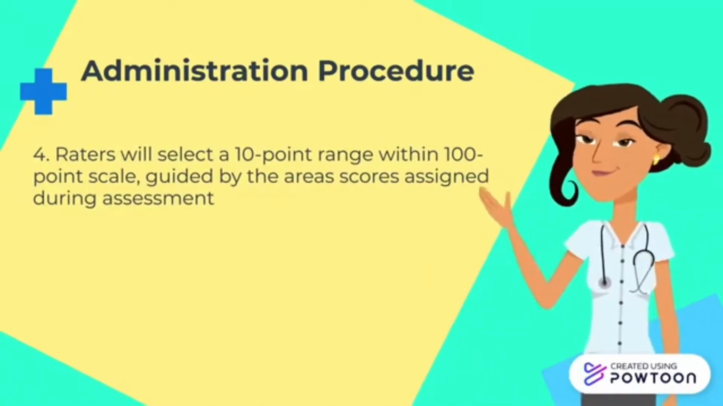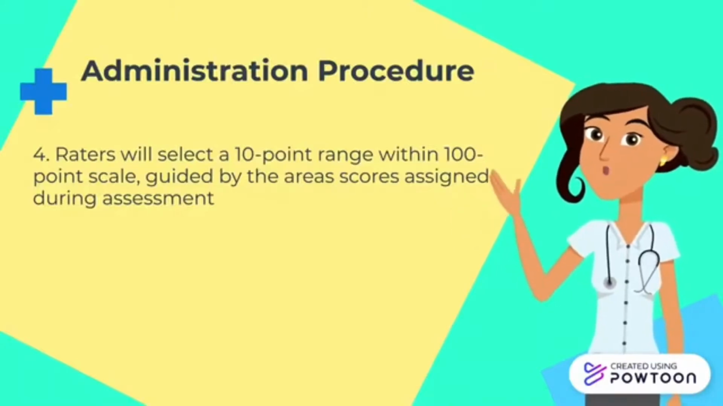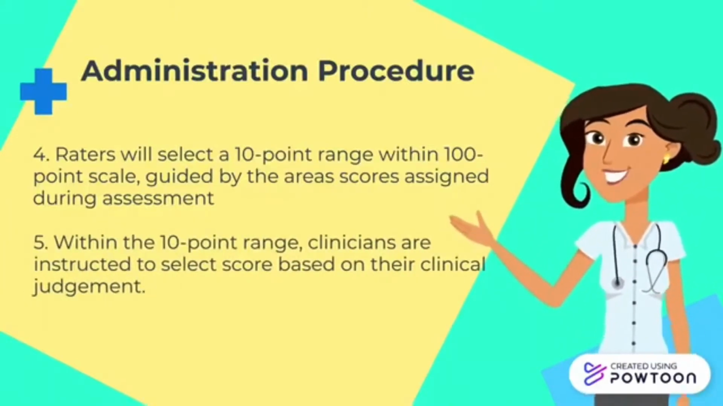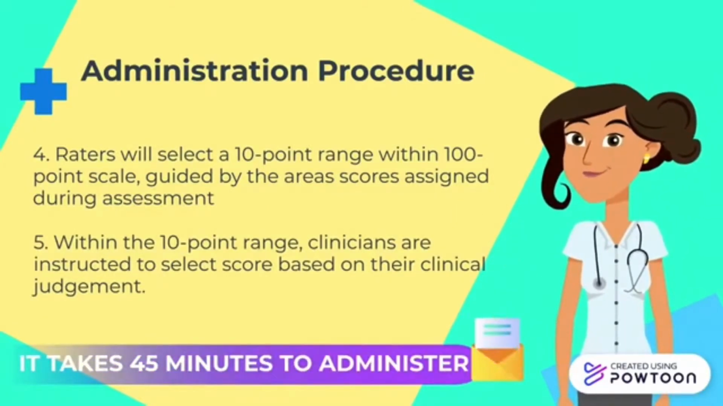Raters will select a 10-point range within the 100-point scale, guided by the area scores assigned during assessment. Within the 10-point range, clinicians are instructed to select a score based on their clinical judgment. It usually takes 45 minutes to administer.